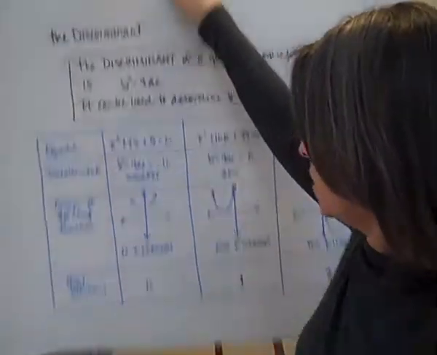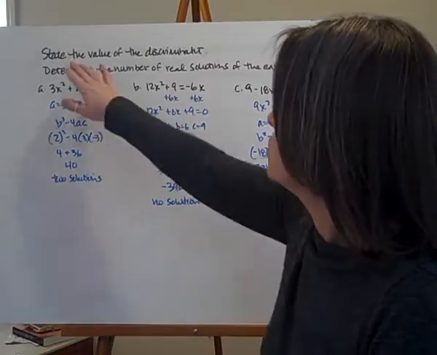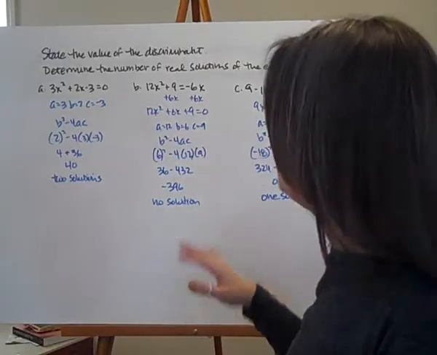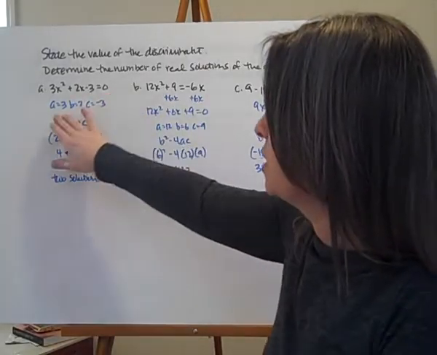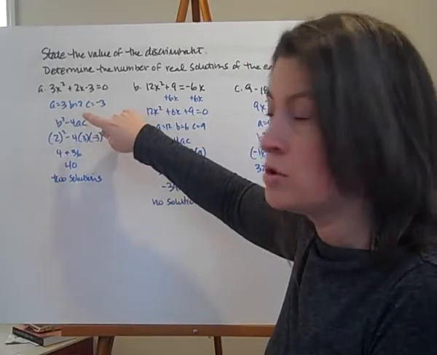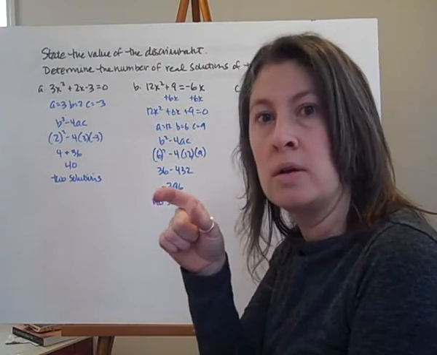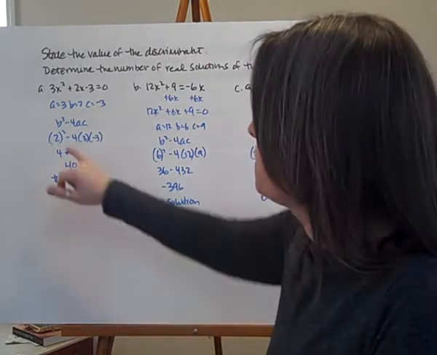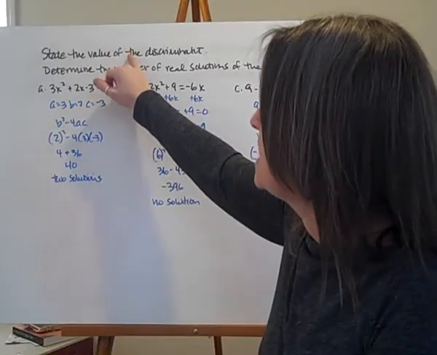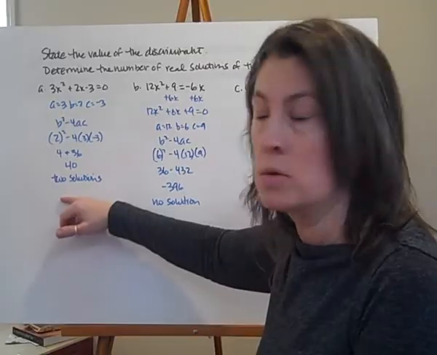So let's look at some equations and their discriminants and try to determine how many solutions there are. State the value of the discriminant and determine the number of real solutions of the equation. I have this equation here. I've got a equals 3, b equals 2, and c equals negative 3. To find the discriminant, I'm going to use my b squared minus 4ac, just that piece that's under the radical sign of our quadratic formula. I end up with 40, which gives me two solutions. So 40 is the discriminant, and there are two solutions.